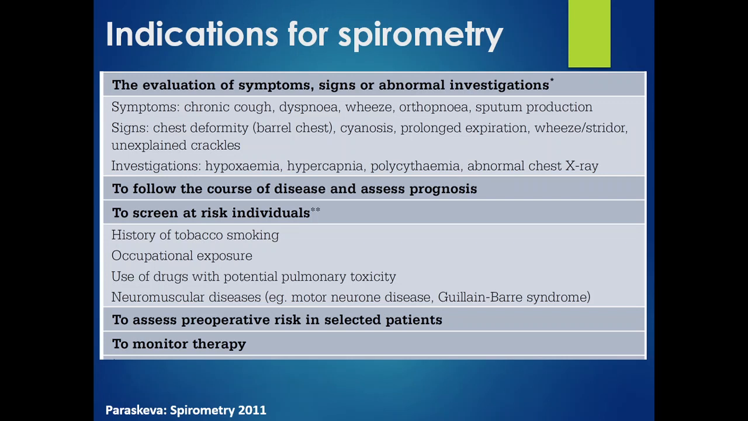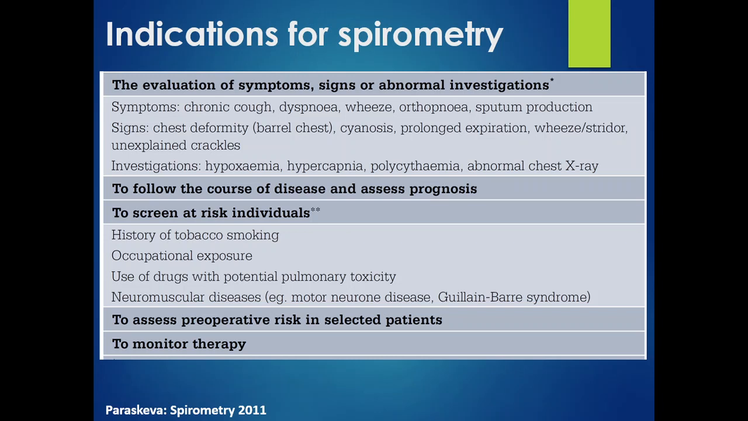Signs, for example, patients with chest deformity, patients with cyanosis, patients who have wheezes, crackles, should be investigated. Investigations of unexplained hypoxemia or hypercapnia or polycythemia or abnormalities seen on chest X-ray or CT scan. So it will help to establish the diagnosis using symptoms, physical signs, and some investigation abnormalities.